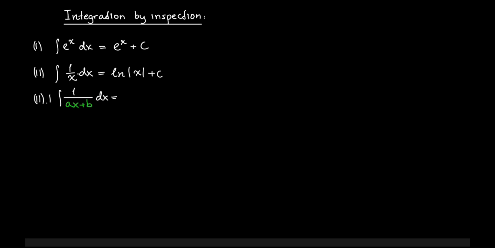Next up is a subpoint. So when you compute the integral of 1 over ax plus b, this kind of format, what you get is also going to be the natural log and absolute value of ax plus b plus c.